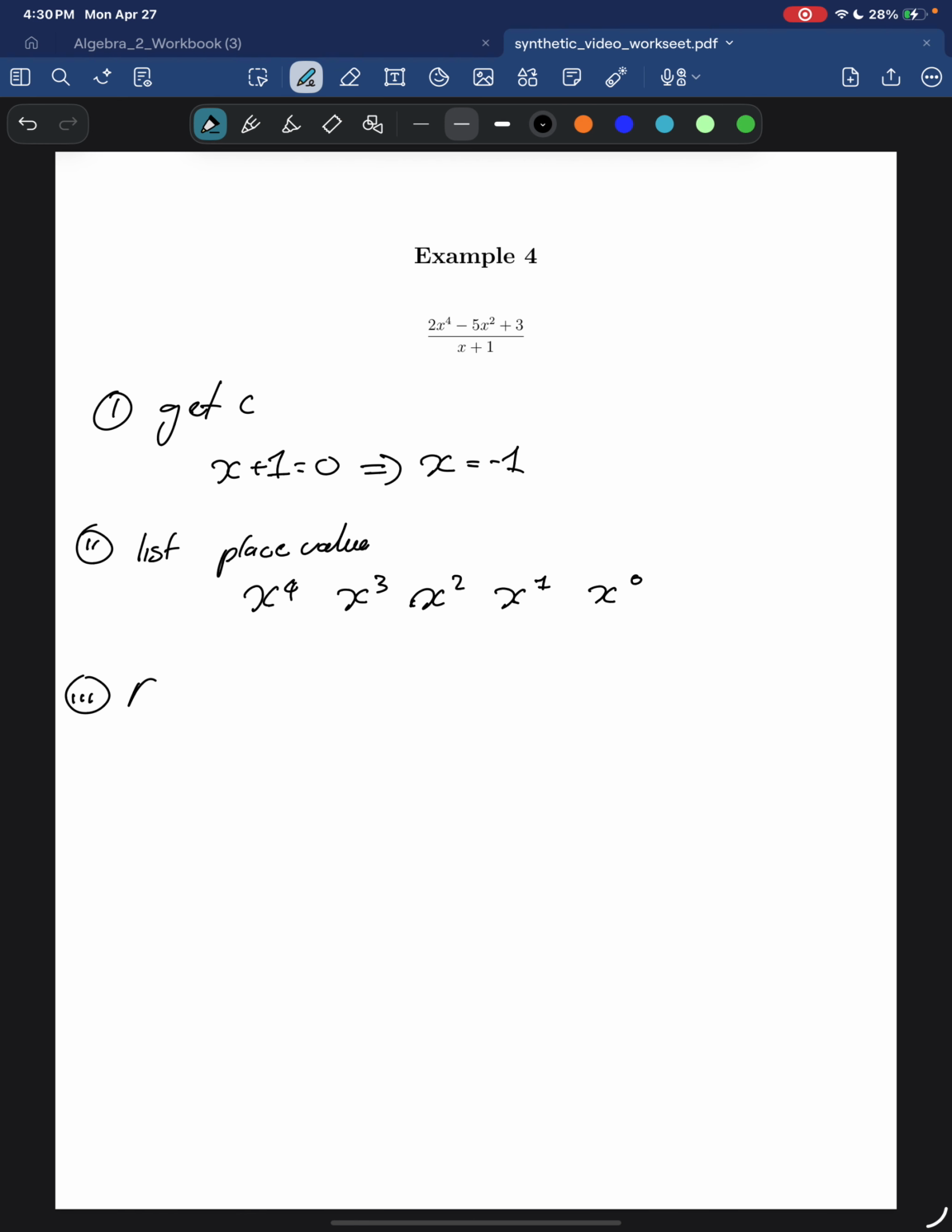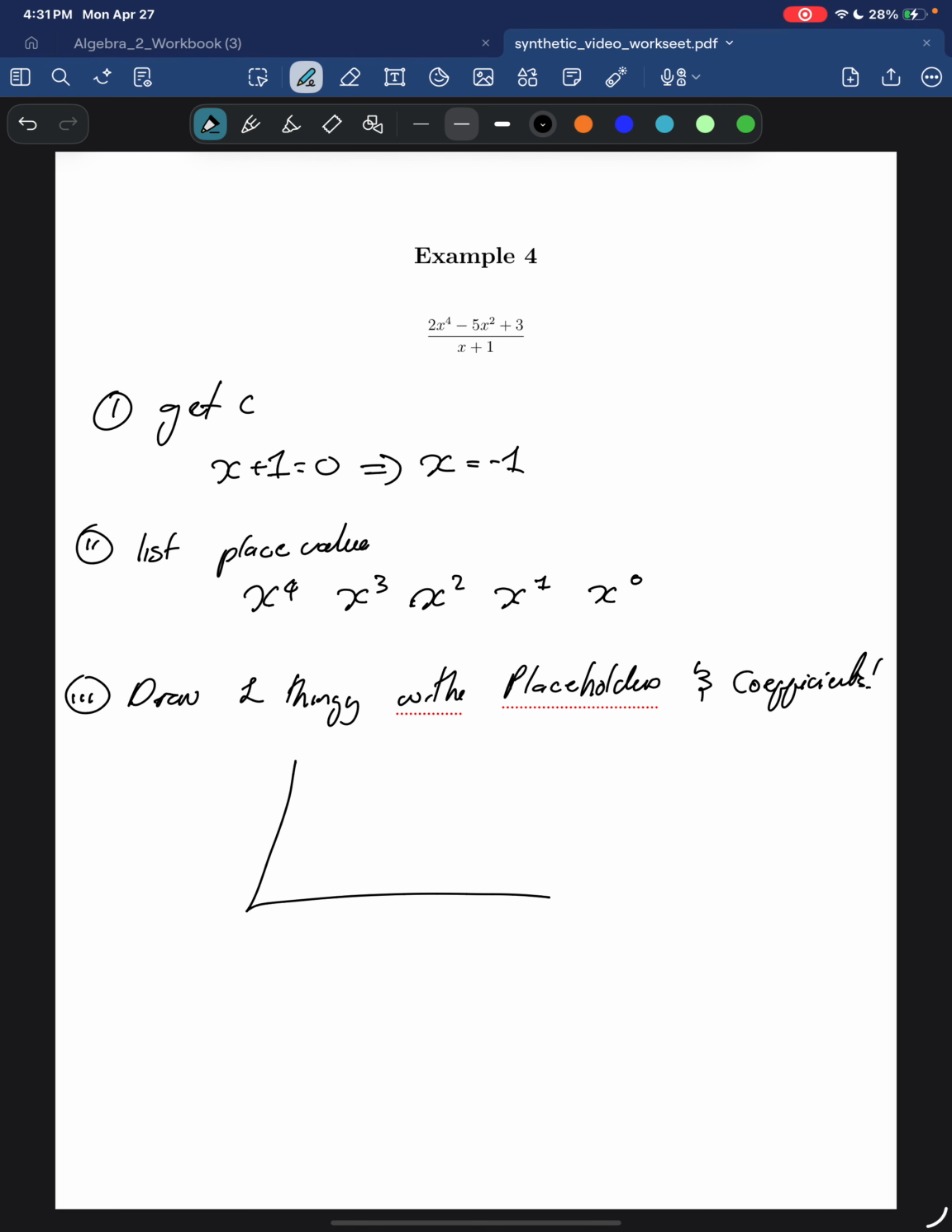All right, then draw the L thingy with placeholders and coefficients. And then, so where are our placeholders? Our placeholders are x to the 4th, x cubed, x squared, x to the 1 and x to the 0, right?